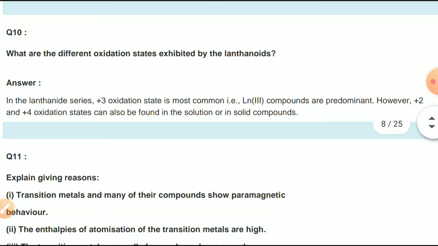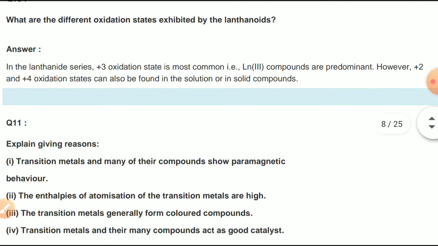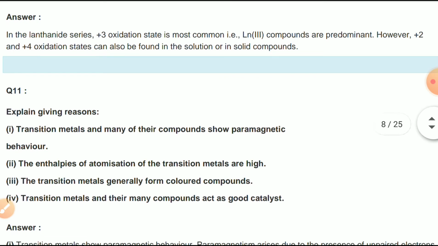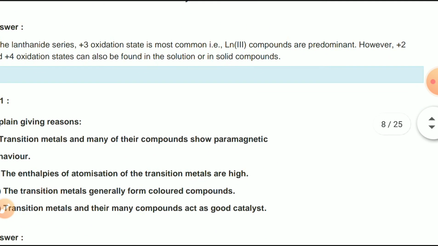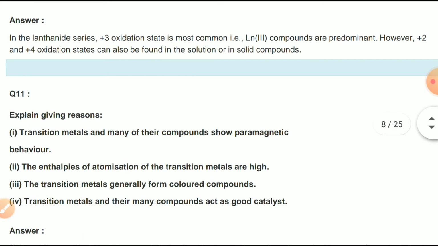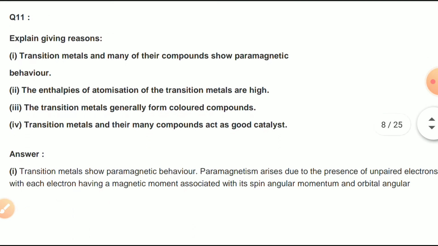Then question number 10. What are the different oxidation states exhibited by the lanthanoids? In the lanthanoid series, plus 3 oxidation state is more common. Ln3+ compounds are predominant. However, plus 2 and plus 4 oxidation states can also be found in the solution or in the solid compounds. Question number 11.